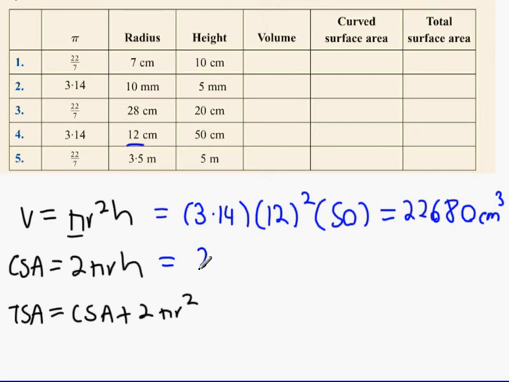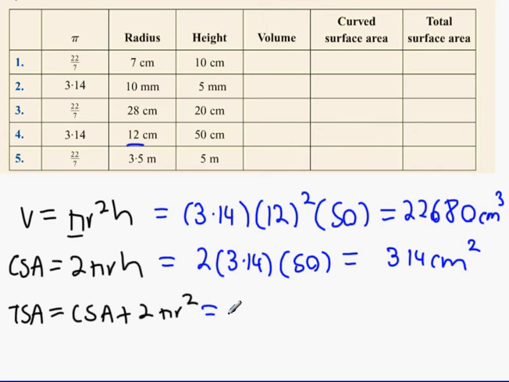2 multiplied by, what's pi in this question? What is h in this question? 50. Put that into your calculator and what do you get? 340. 14 centimeters squared. Okay. Now, TSA, guys.